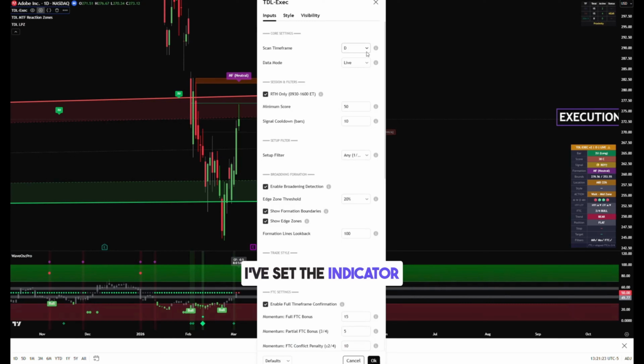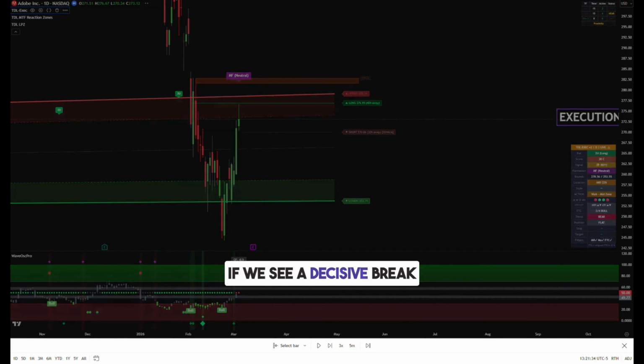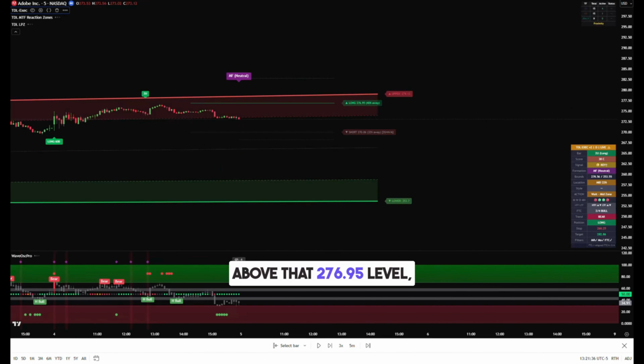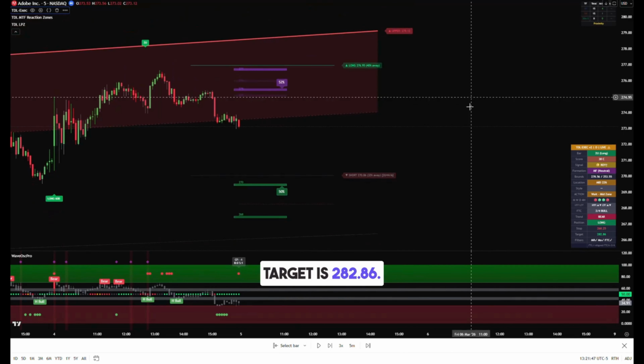I've set the indicator to live mode pre-market, which gives me precise levels: a long trigger at 276.95 and a short trigger at 270.06. If we see a decisive break above that 276.95 level, I'm aggressive on the long side. For the actual entry, I switch to the 5-minute chart for surgical execution. My primary upside target is 282.86.